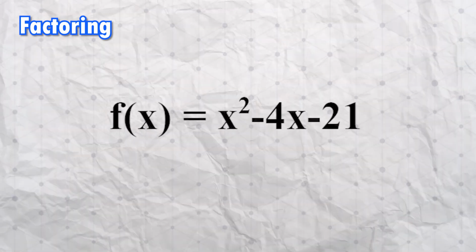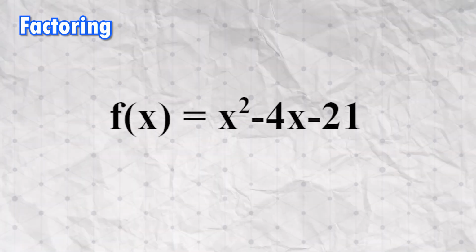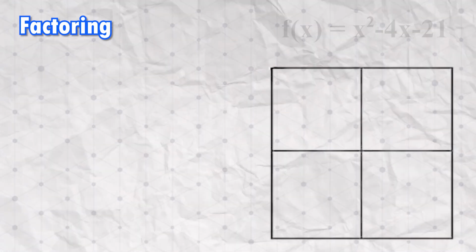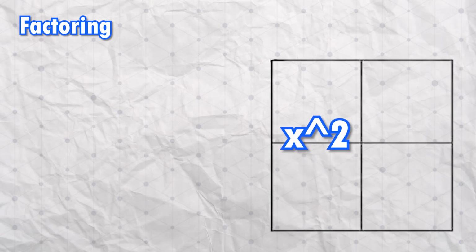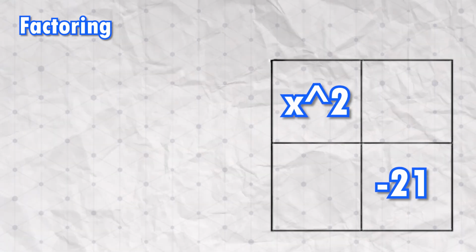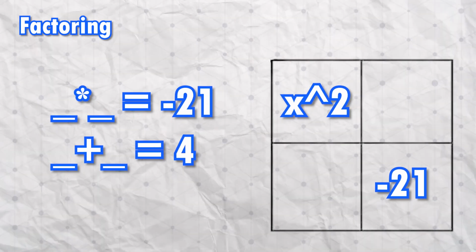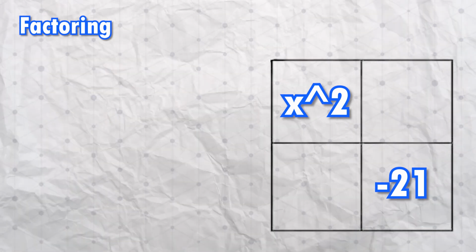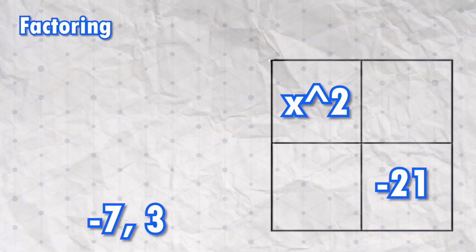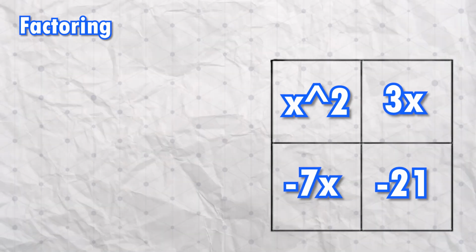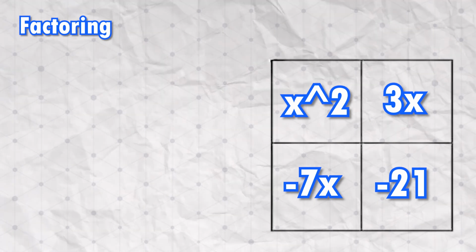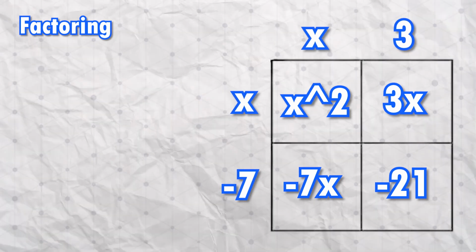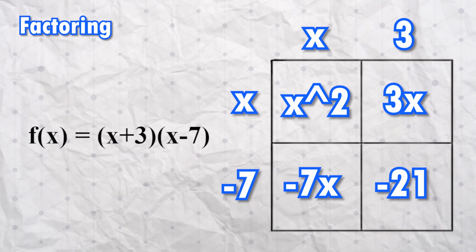Next, let's try x squared minus 4x minus 21. Since we have 3 terms, we can use the box method. We can add x squared and negative 21 diagonal to each other. Now, we must find 2 numbers that multiply to negative 21, but add to negative 4. In this case, it's negative 7 and 3. Now, we add these numbers to the missing spots and add an x to the end of each number. And we find the common factors vertically and horizontally. Take these numbers and boom, fully factored.